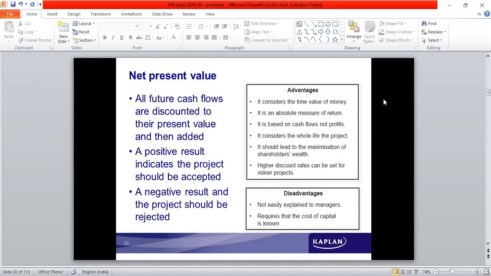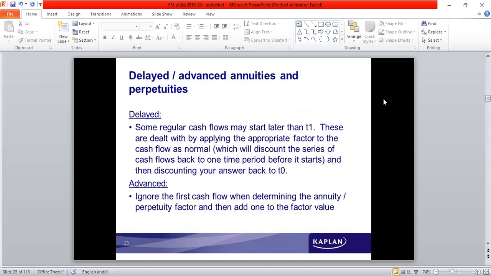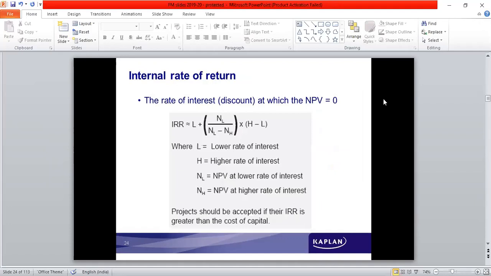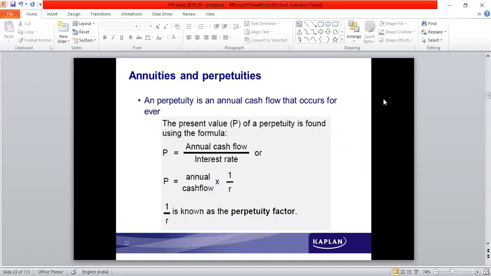So when we come to the third and the fourth techniques, the third technique is the net present value. The fourth technique is the internal rate of return. These are the two techniques that are available.